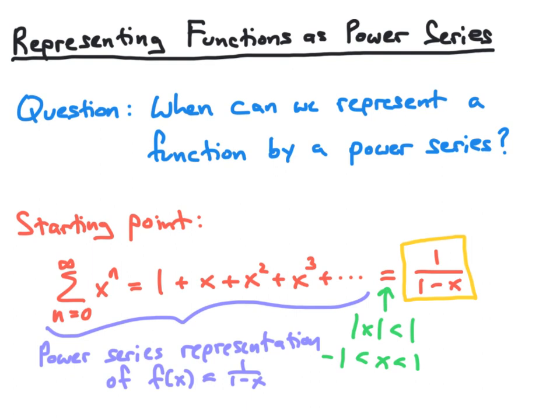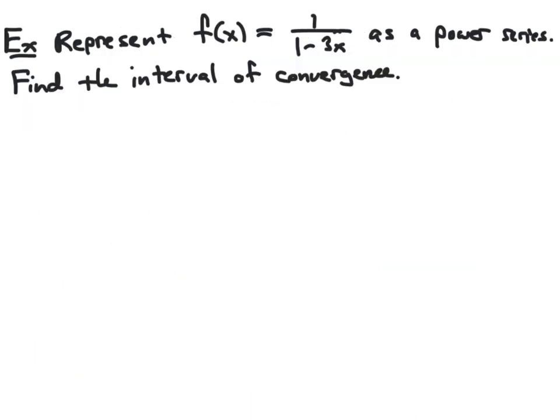Now that we know one function and its power series representation, we can manipulate the function and power series here to find the power series representations of several related functions to the function 1 over 1 minus x. In this example, we want to represent the function f of x equals 1 over 1 minus 3x as a power series and find the interval of convergence for this power series. In order to do this, we're going to use the geometric series function that we just discussed.